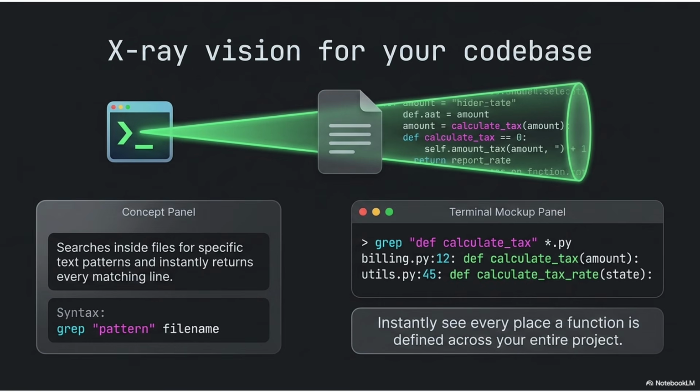This is what grep does that no visual file browser can. It collapses a search across dozens of files into a single command and a result list you can act on immediately. When you're debugging and need to know every place a function is called, or every file that imports a specific module, grep gives you that answer in under a second. This is the tool that turns a maze into a map.